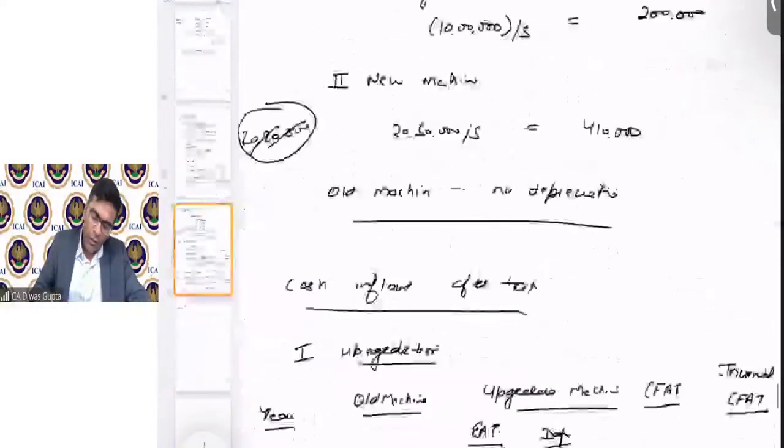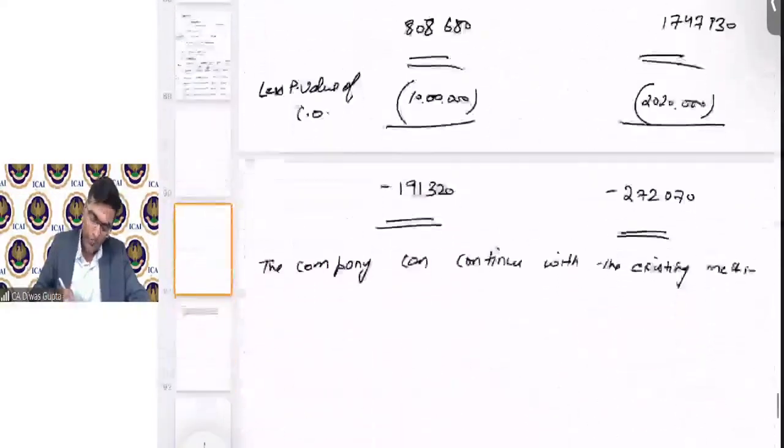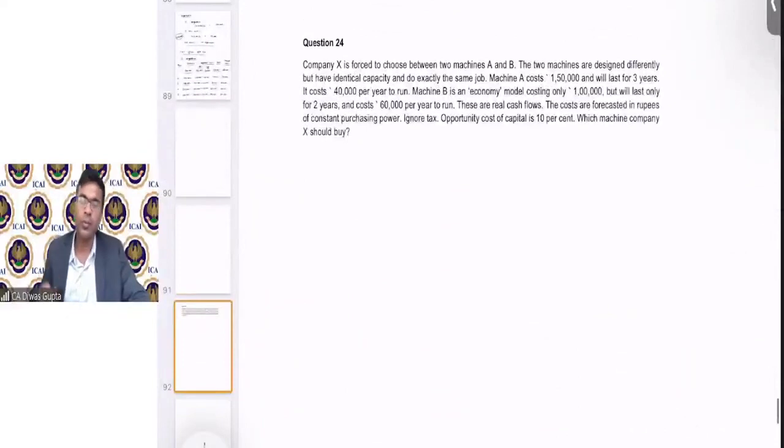Now let's go to the next question, which is question number 24. Company X is forced to choose between two machines, machine A and machine B. The two machines are designed differently but have identical capacity and do exactly the same job. Machine A costs 1,50,000 and will last for 3 years. It costs 40,000 per year to run.